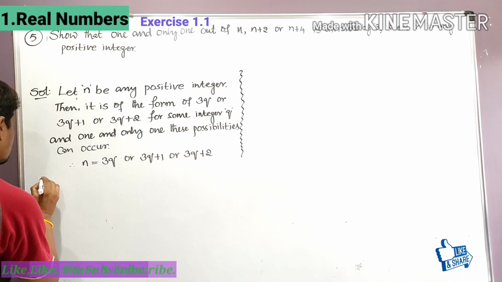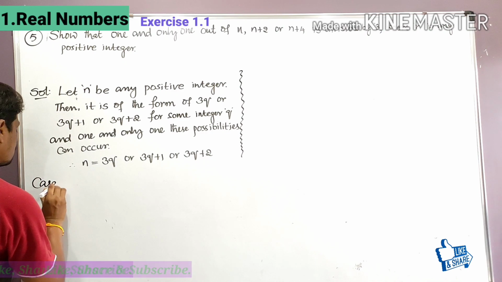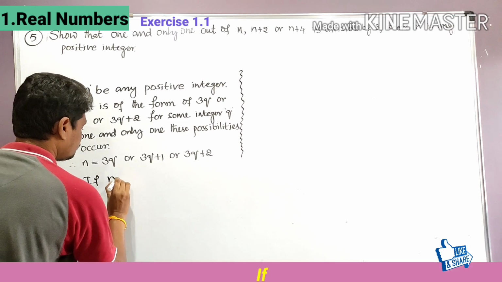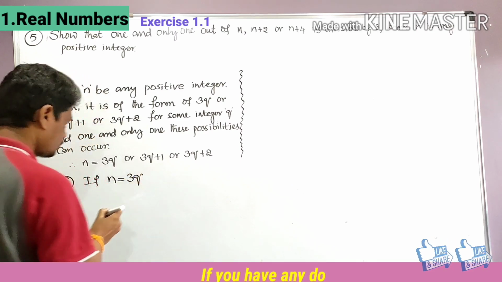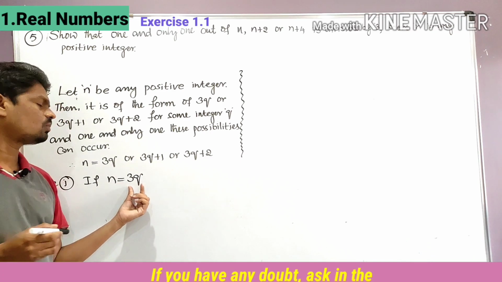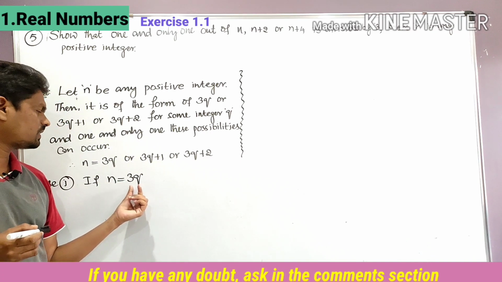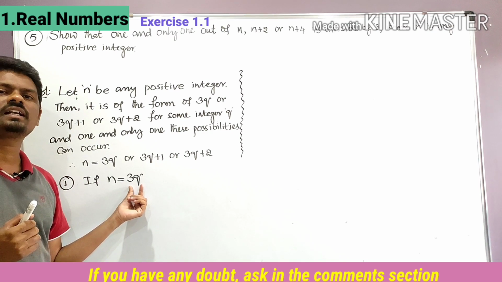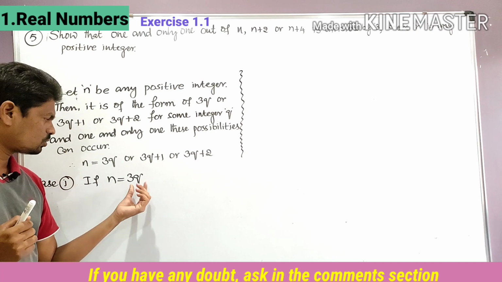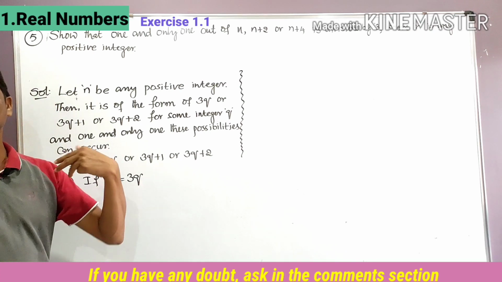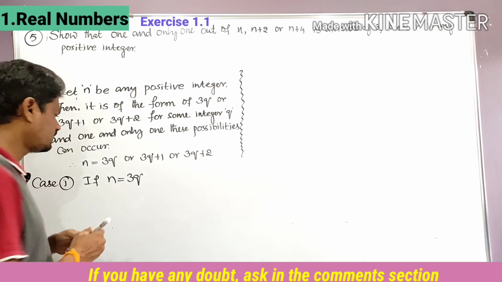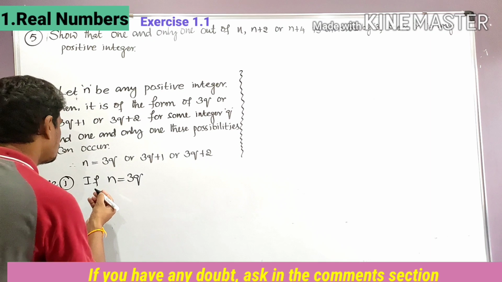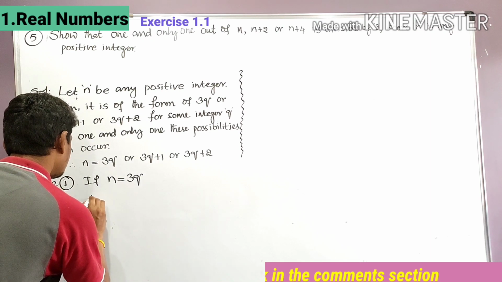So student, in case 1, first we have to take n equal to 3q. So if n is equal to 3q, it is very clear, q is some integer. So here n is a multiple of 3. Every multiple of 3 is exactly divisible by 3. So very easy, student: if n is equal to 3q, n is divisible by 3. Therefore n is divisible by 3.